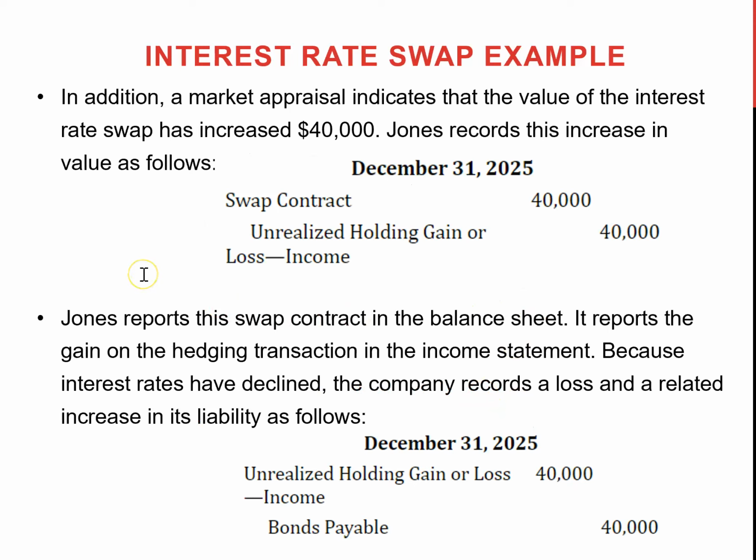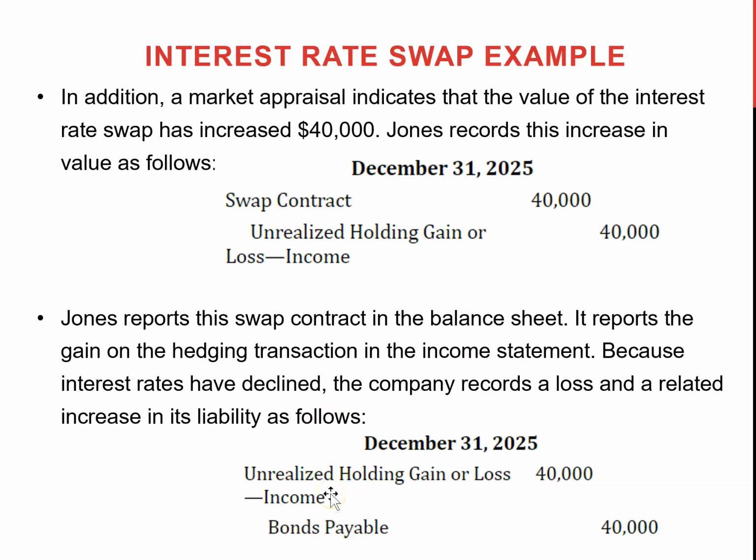Now, on the other hand, Jones found that the interest rate swap value increased and it's now $40,000. Jones will record this entry at the end of the year: debit swap contract 40,000, and credit unrealized holding gain or loss, which is income because the swap value increased, $40,000. Now remember, Jones already has some bonds, and because of the interest rate decline, the bond value will go up, the liability will go up, and Jones needs to record the loss related to that bond. So Jones will record this journal entry.